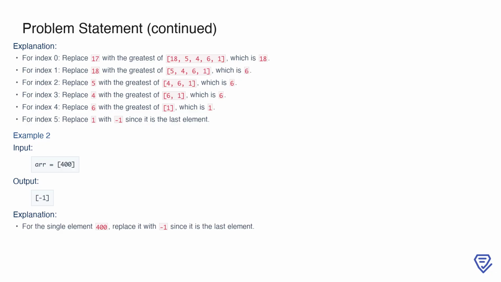For the second example, where the input is a single element array arr equals 400, there are no elements to the right, so the single value is replaced with -1, resulting in the output -1.